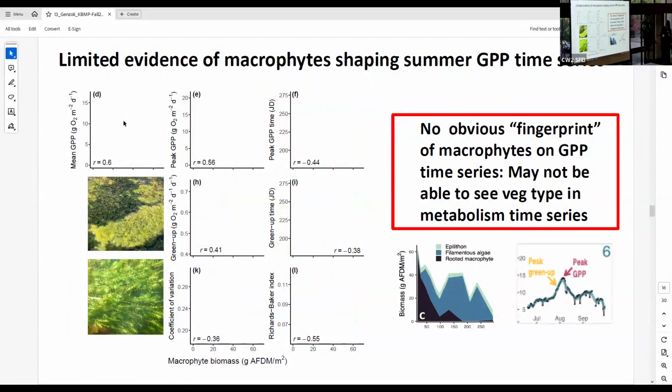You can still see these R-squared values, and they're generally pretty loose correlations between macrophyte biomass and these different statistics of gross primary production. So I had mean gross primary production, the maximum rate, the timing of the maximum rate, the green up rate, the timing of the green up rate, and a couple measures of variability. And they were generally in the direction that I expected in terms of there being more variability in the algal-dominated sites and the macrophyte-dominated sites, and then also having a little bit higher productivity with more macrophytes. But overall, it was pretty weak evidence.